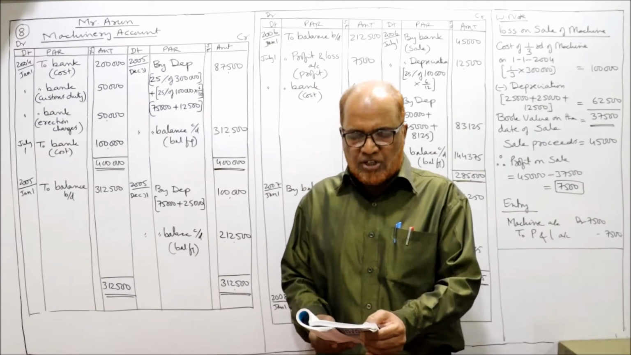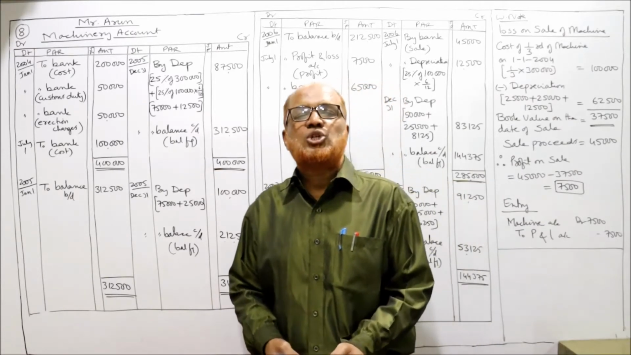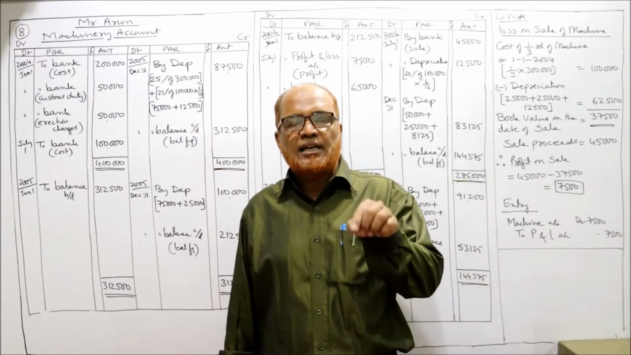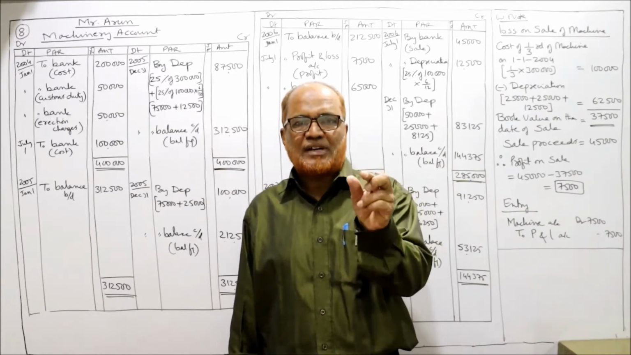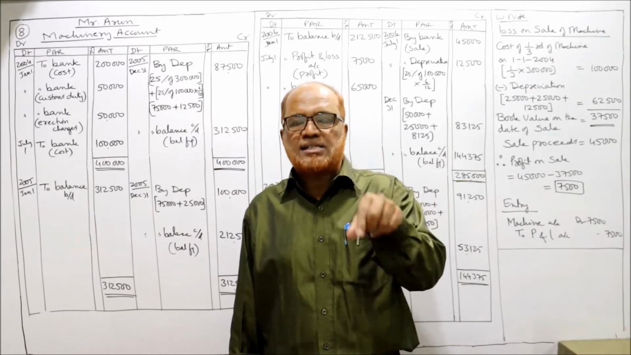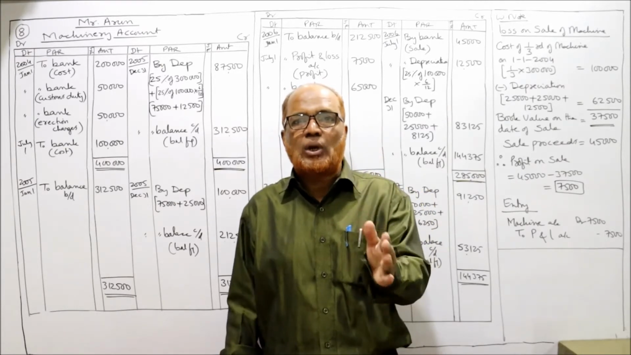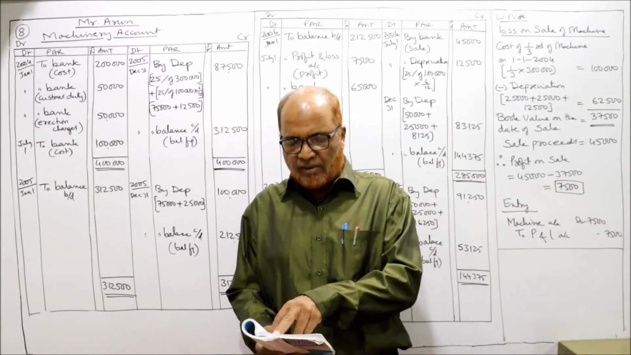He purchased another machine on 1/7/2004, 1st July 2004. That means in the year 2004, we have purchased 2 machines. The first machine purchased on 1st January 2004. The second machine is purchased on 1st July 2004 for rupees 1 lakh.